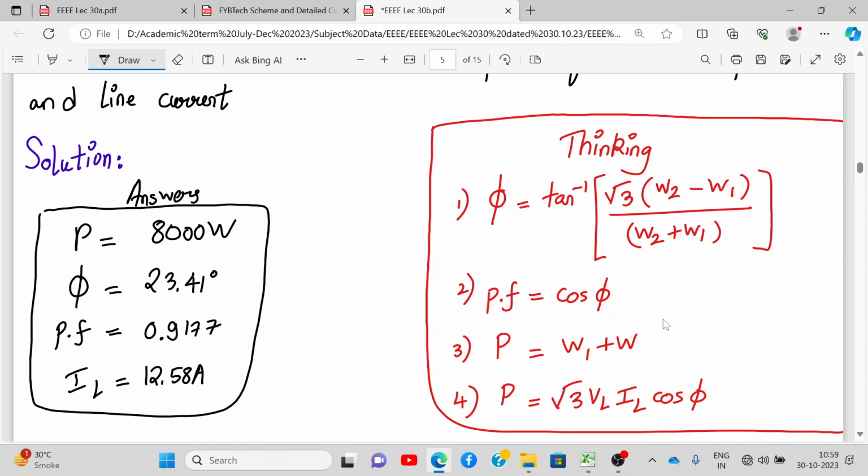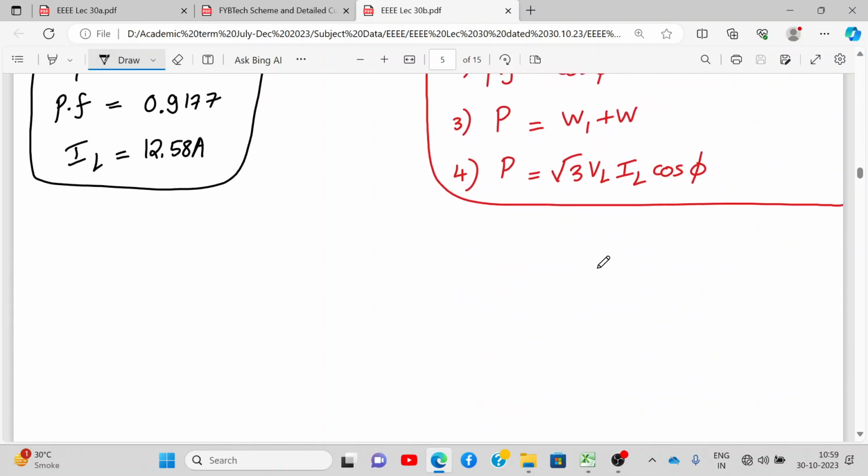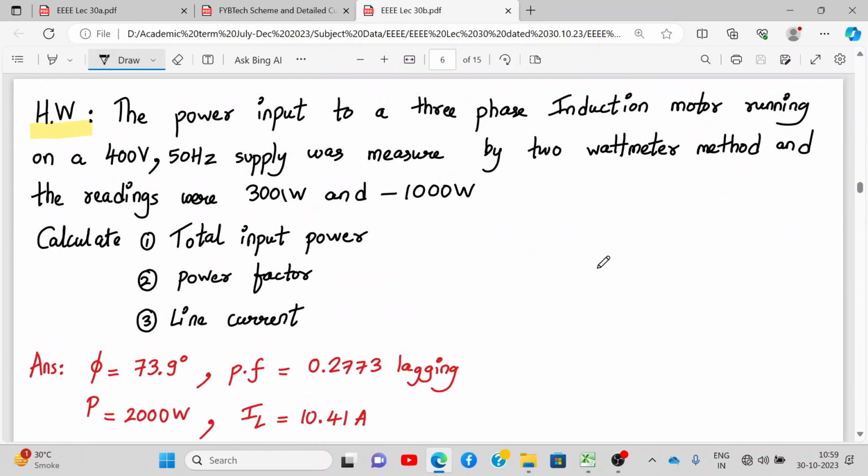Okay, I hope you can solve this now with the enough information given to you. And one more numerical is there for you all to solve. You can read this and solve it on your own. So this I leave up to you to solve on your own.